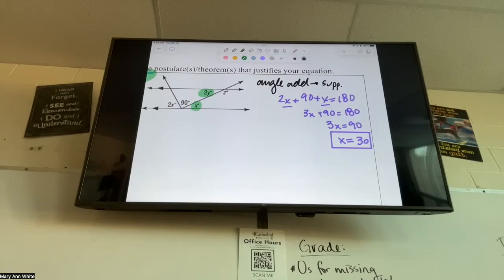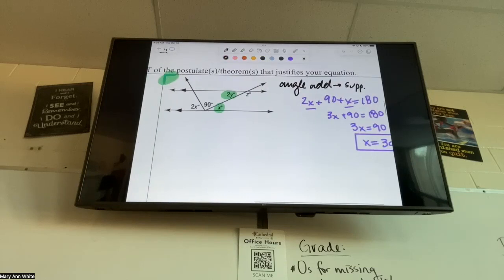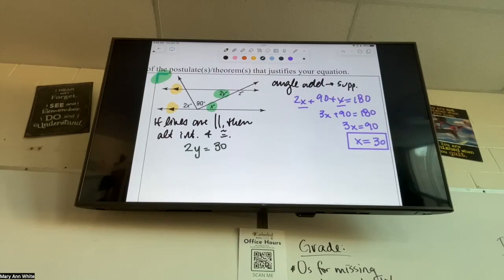Interior. Awesome, alternate interior. And what's my statement with alternate interior? If lines are parallel, then alternate interior angles are congruent. Good, you got the meat of it correct. Now, these lines are parallel. I didn't mention this earlier, but because we've got these little arrows right here, we know that those lines are parallel. So we can say 2y is equal to x. Well, we know that x is 30. And so I can divide both sides to get y by itself, and I get y equals 15.